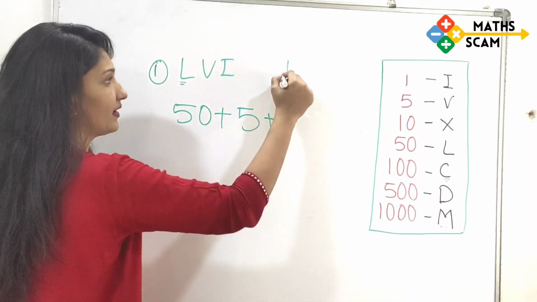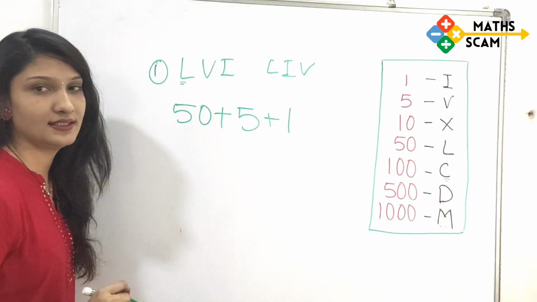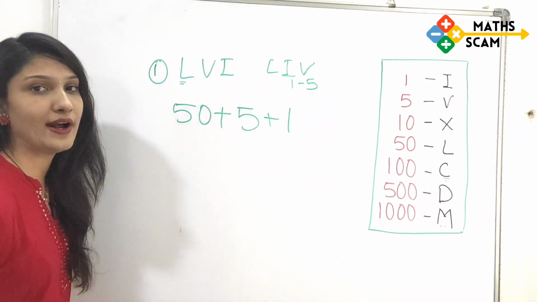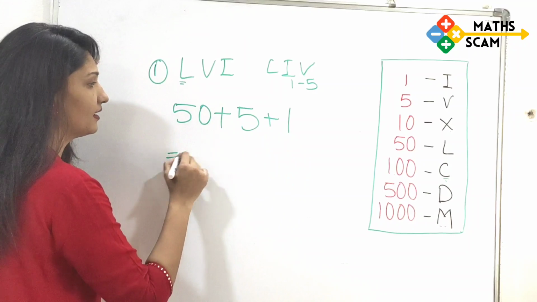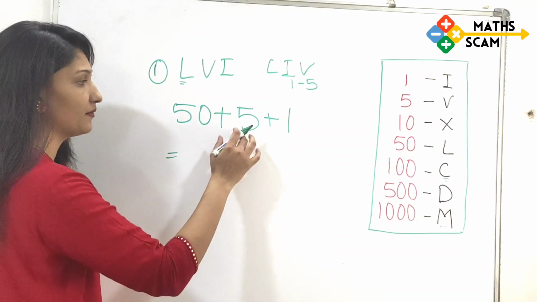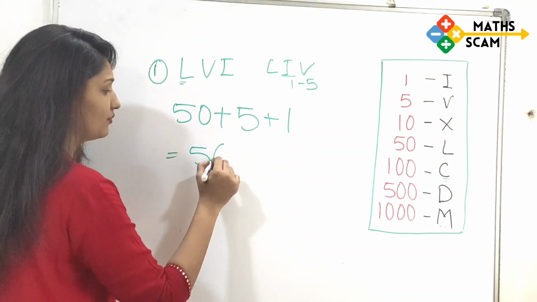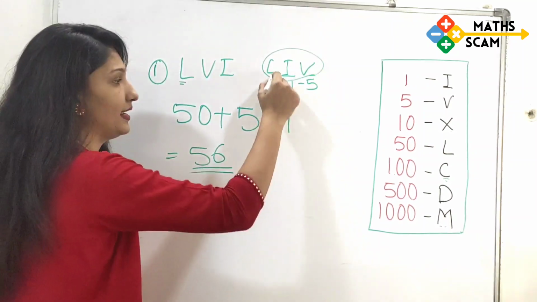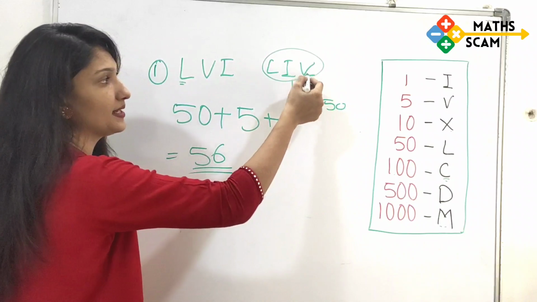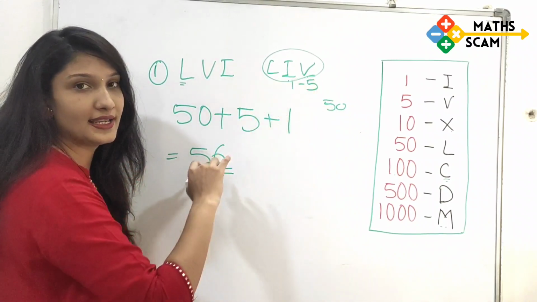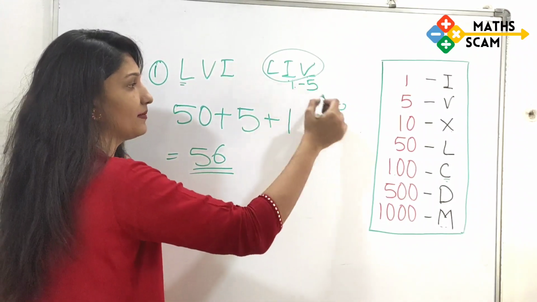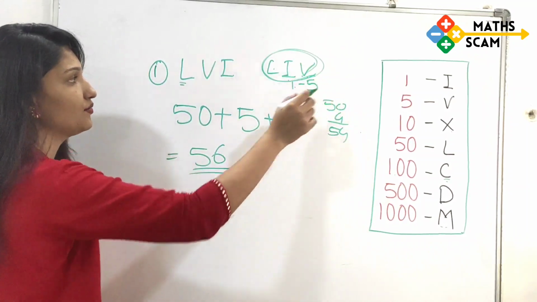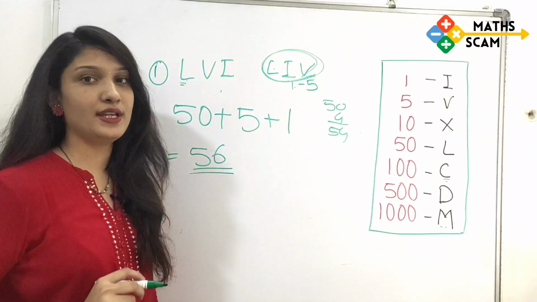But what if it is like this? Then we have subtracted 1 from 5. Okay, so add these numbers. 50 plus 5 plus 1, 56. And what will be this number? L is 50 and we subtract 1 from 5 because I precedes 5. So 5 minus 1, 4. So 54 is written as LIV and 56 is written as LVI.